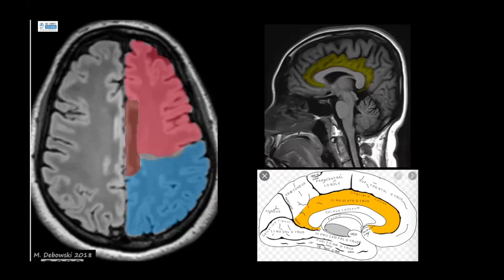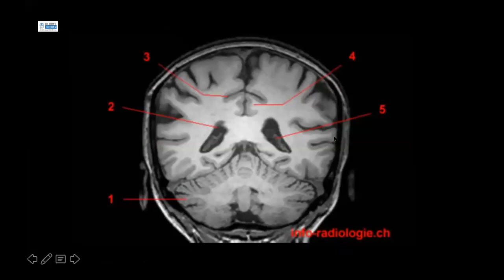Okay, so let's pick up where we left off then. So we were looking at the cingulate gyrus here. And I'll just move on now to look at it on a coronal image. So this here is the cingulate sulcus, and adjacent is the cingulate gyrus.